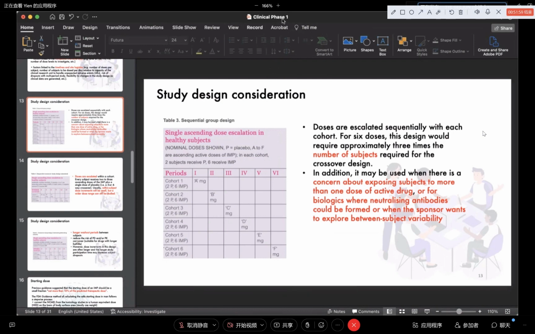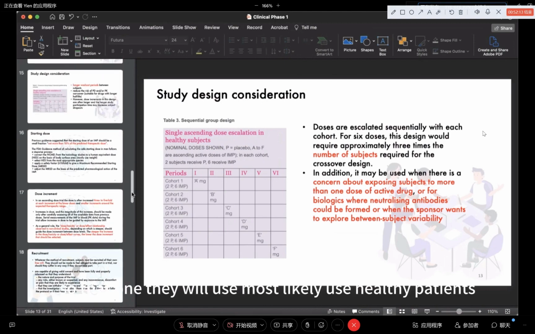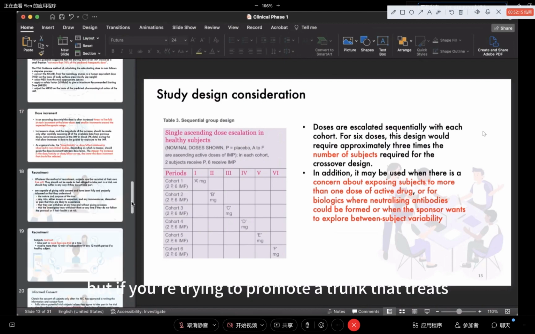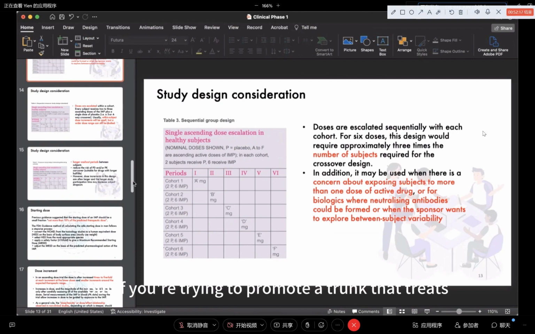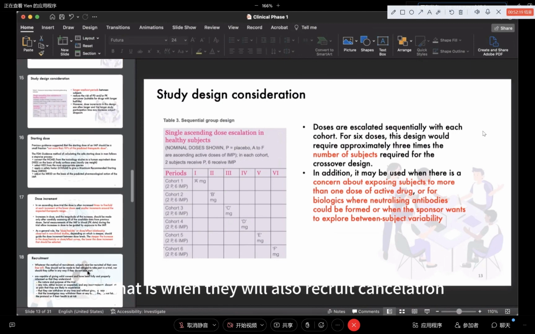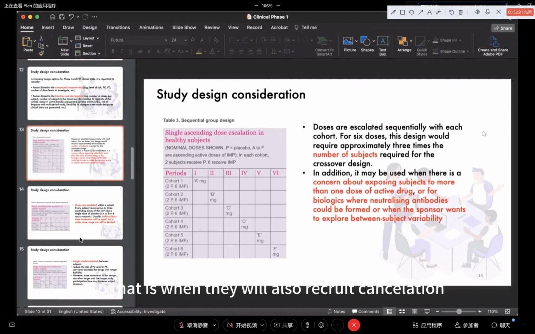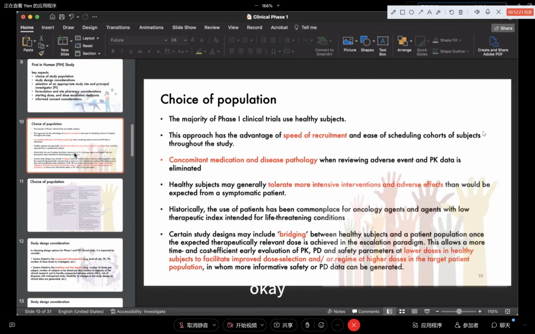Generally, in phase one, sometimes we use healthy patients, for example in the COVID vaccination studies. So that one, they will most likely use healthy patients. But if you're trying to come up with a drug that treats certain cancer, that is when they will also recruit cancer patients. Okay, that is all from me.